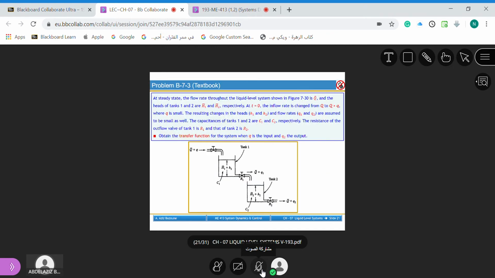For tank 1, the equation will be C1 dH1 over dt equal to Q input minus Q output, so Q minus Q1. Similarly, here we'll have C2 dH2 over dt, the rate of change in the volume, equal to Q in minus Q out. So Q in here is Q1 minus Q2. So these are the equations for the two tanks.